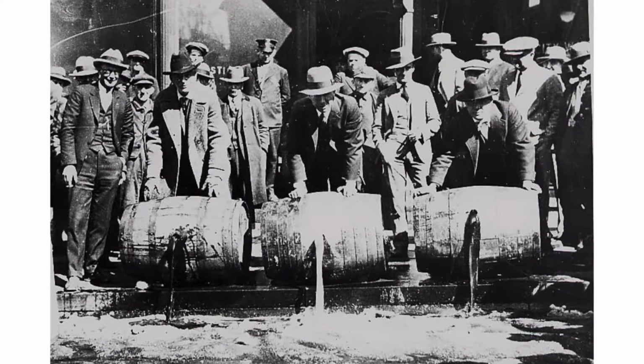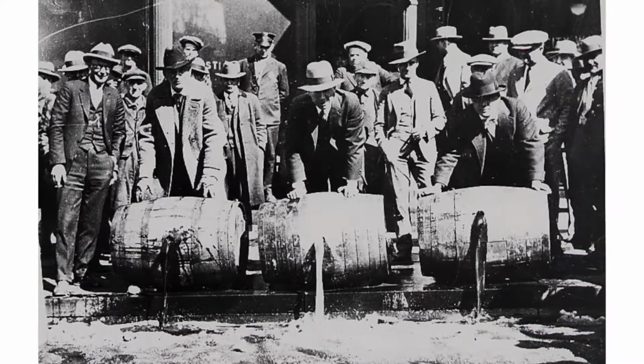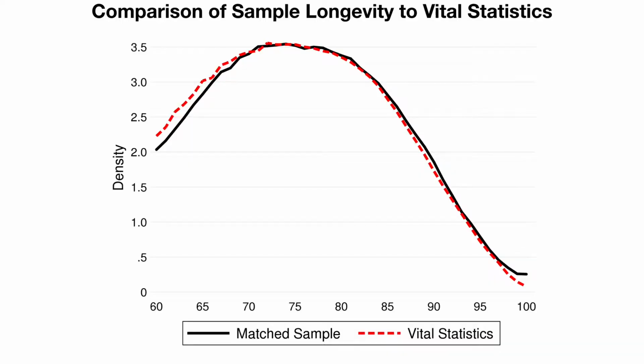To ensure that the sample is representative of the whole U.S. population, we compared our sample descriptive statistics to other national measures of mortality. We find that the sample matches very well with the CDC National Vital Statistics mortality measures, and thus is perfect for answering our question about the effects of prohibition on longevity.